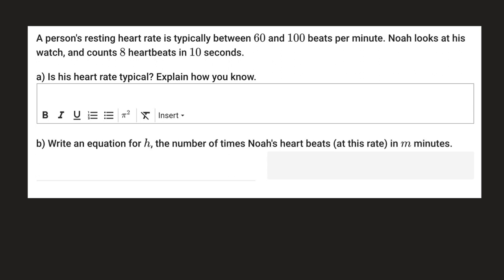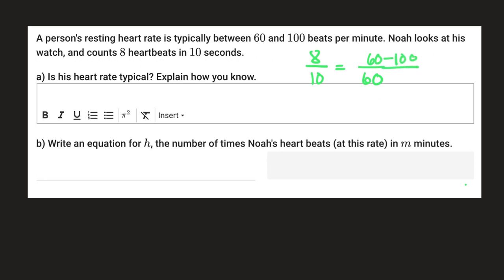This last one's kind of a weird question. It says a person's resting heart rate is typically between 60 and 100. Noah looks at his watch and counts 8 heartbeats in 10 seconds. We need to figure out if Noah's heartbeat is in the normal range or not. So we're saying that 8 heartbeats for every 10 seconds, is that in between our normal range of 60 and 100 beats per minute?